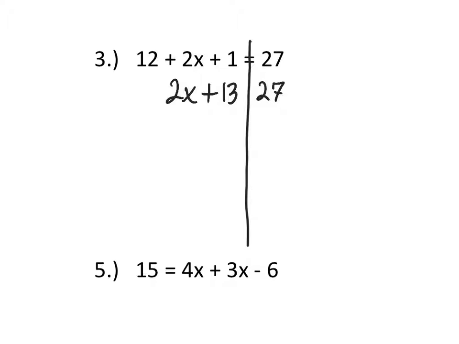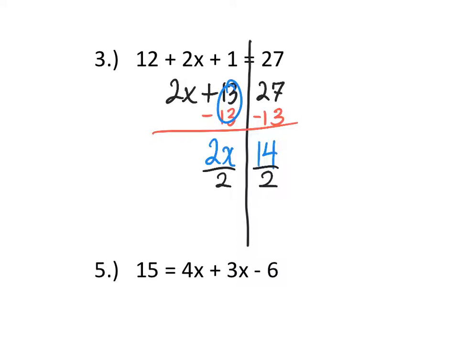So what do I do? Minus 13. Okay, what happens to the 13s? They zero out, so we have 2x plus 0 is 2x. And then on the right-hand side, 27 minus 13 is what? 14. Okay, then what do we do? Divide by 2. That way these 2's turn to 1. We get a 1x. And you get a 7. And so x equals 7.